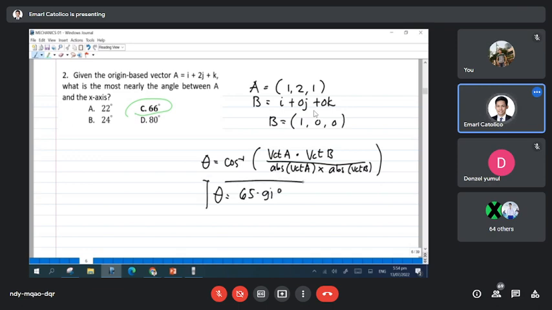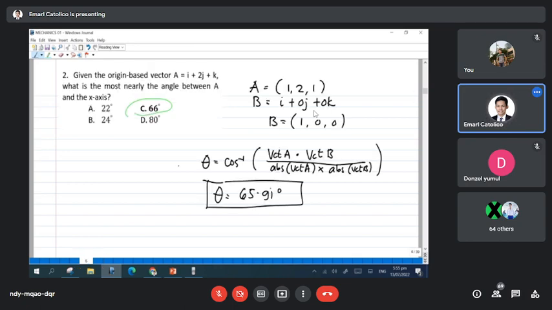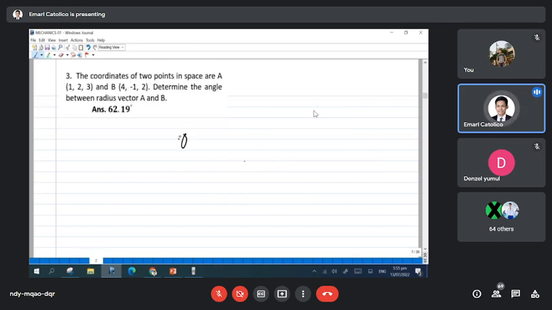So, madali na lang, ano. Okay. So, number 3, the coordinates of 2 points in space are A, 1, 2, 3, and B, 4, negative 1, 2. Determine the angle between radius vector A and B. So, same process lang no number 2. So, angle lang din ang hinahanap. Theta is equal to cosine inverse of vector A dot vector B over absolute value of vector A times absolute value of vector B.